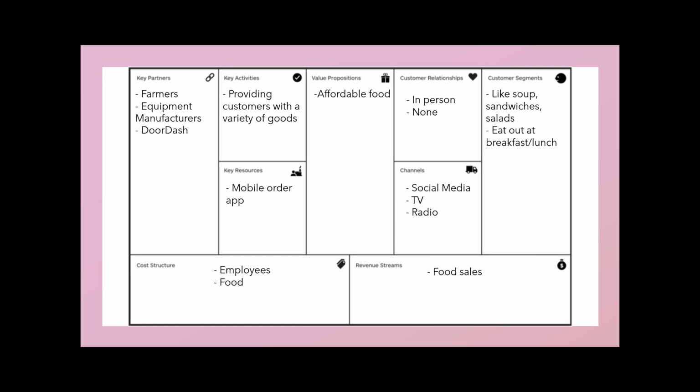So now that we understand how the business model canvas works, we're going to look at two different examples. The first example is going to be Panera Bread, and this will help you get a feel for how to fill these out and how they will help you.